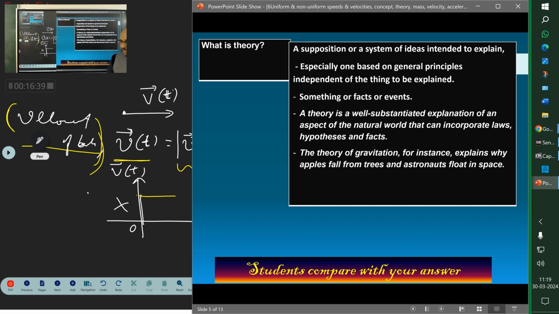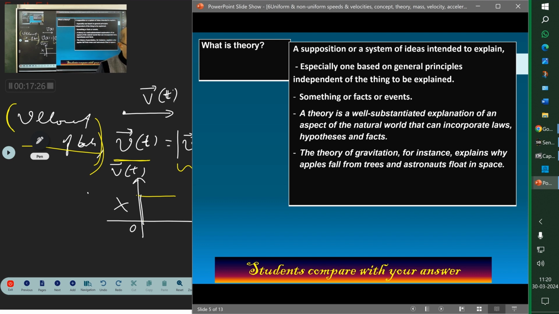Now, theory. A supposition or a system of ideas intended to explain. Right. A system of ideas. Now, system means what? Something that is interconnected to give you a function. Right? Now, in a human, you see, the digestive system starts with the teeth, tongue, then your larynx, esophagus, and then stomach, all the parts. So they are a system, they are well connected, and their function is to ensure that the food that you eat is digested. You call it a system. So a system is interconnected parts. So here also you see a system of ideas intended to explain.